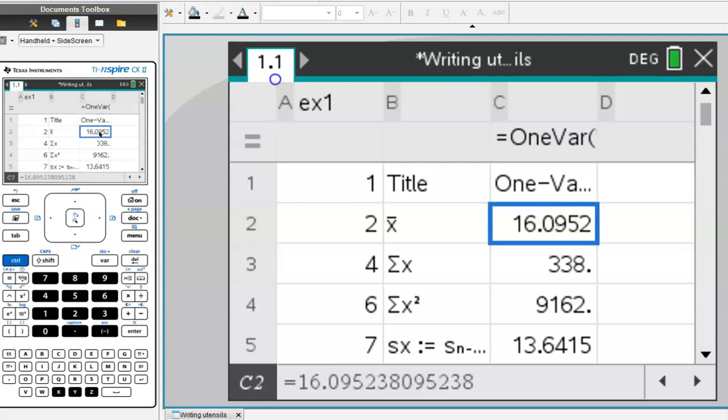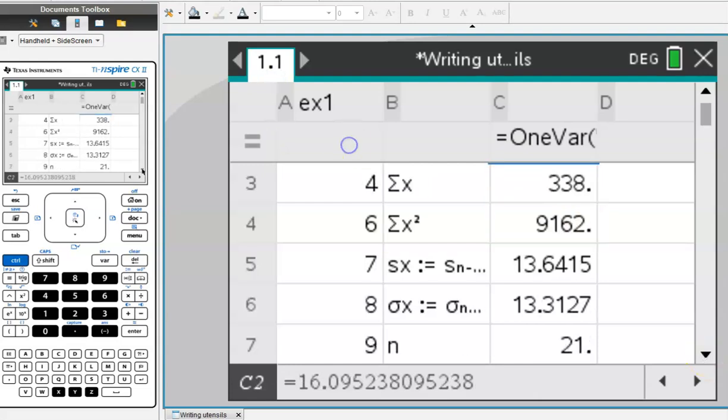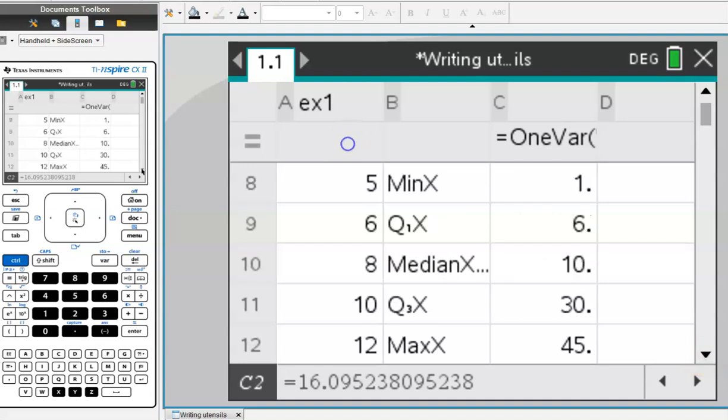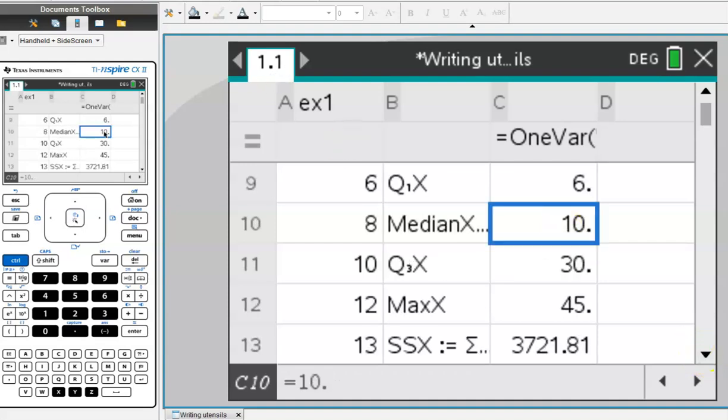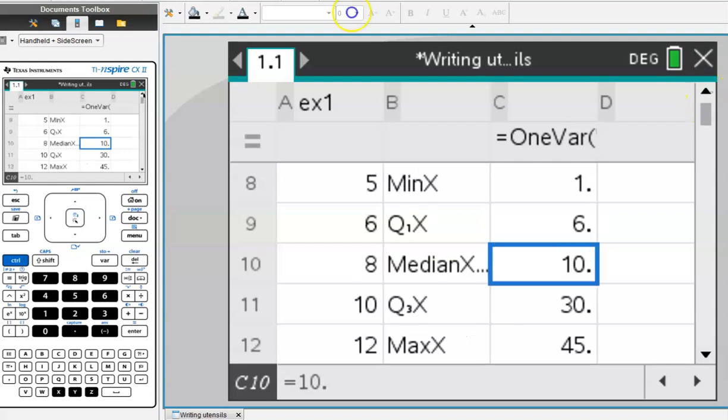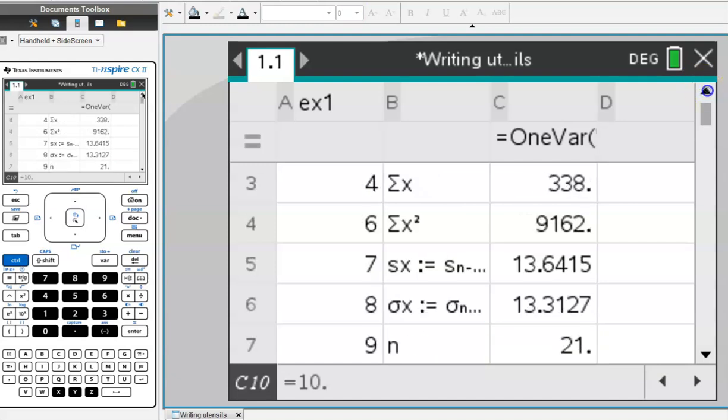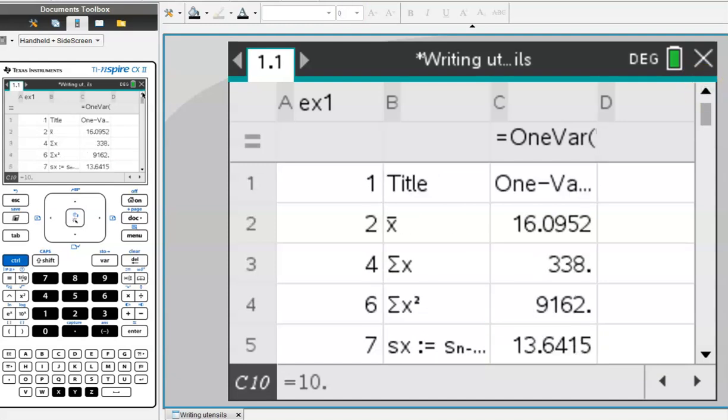And here we go. Here's my X bar. The other numbers tell us other things too. We'll get to those later. And here's my median. And again, we could do those by hand. They're not really that difficult to do by hand. But this saves us some time because, like I keep saying, the context of the problem is way more important.